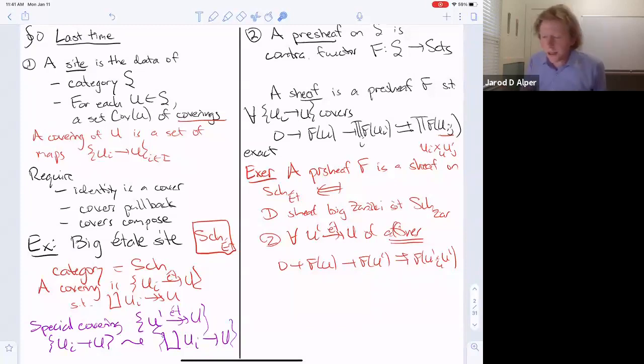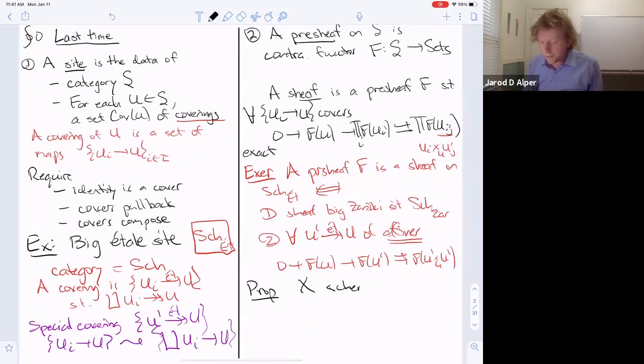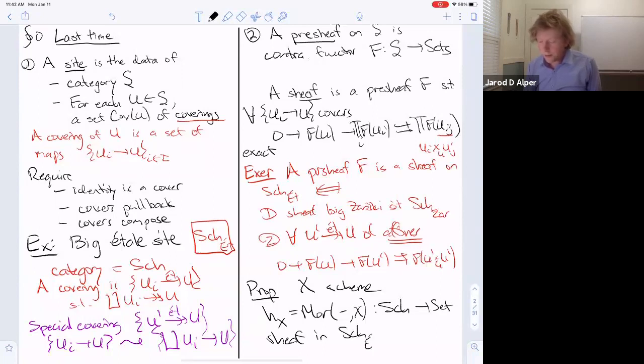So this gives you a way to check that pre-sheaves are sheaves. And the one example we had last time that came from descent was this proposition that if X is a scheme, and you take the functor Hx, which was morphisms into X, as a functor from the category of schemes to sets, this is a sheaf in the big Étale topology. That was our main example.